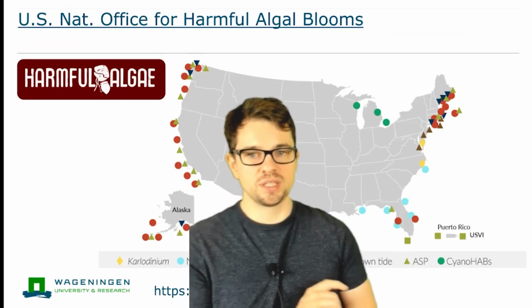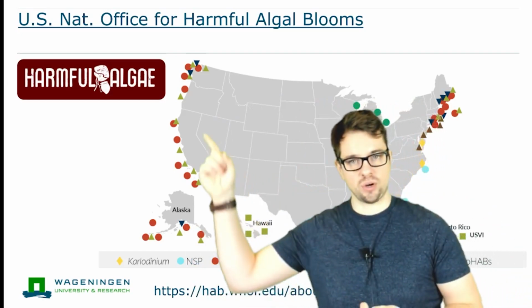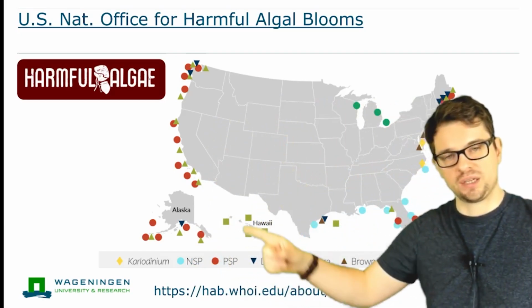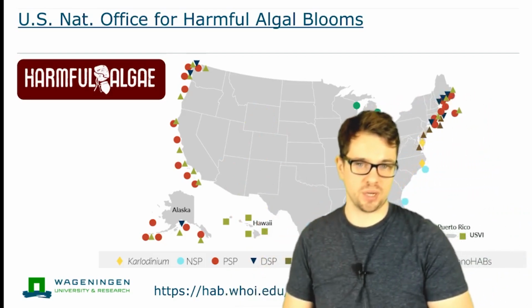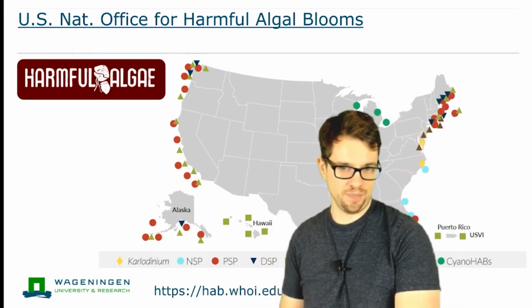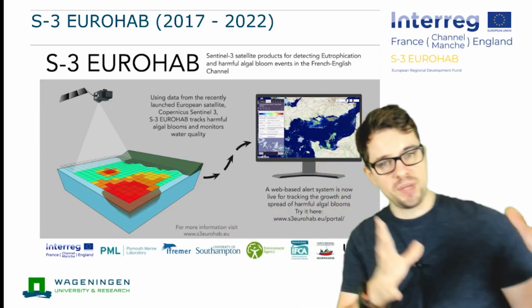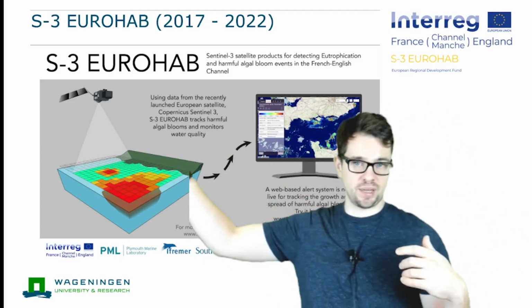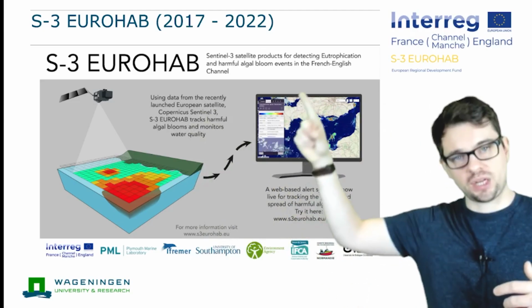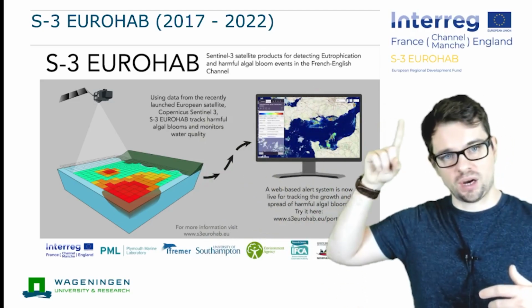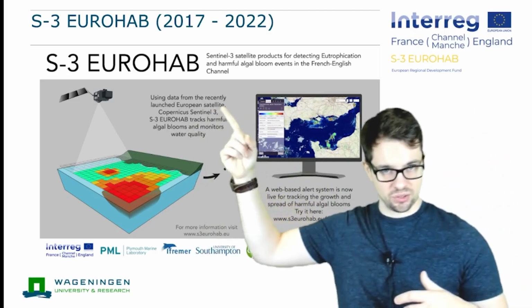On a more local scale, you have here the US National Office for Harmful Algal Blooms that keeps track of all the algal blooms that happened in the past and is also able to do forecasting of algal blooms in the future. And finally, on the European side, you have, for instance, this Interreg project S3 EuroHub that monitored the English Channel between England and France for harmful algal blooms with a Sentinel-3 sensor.